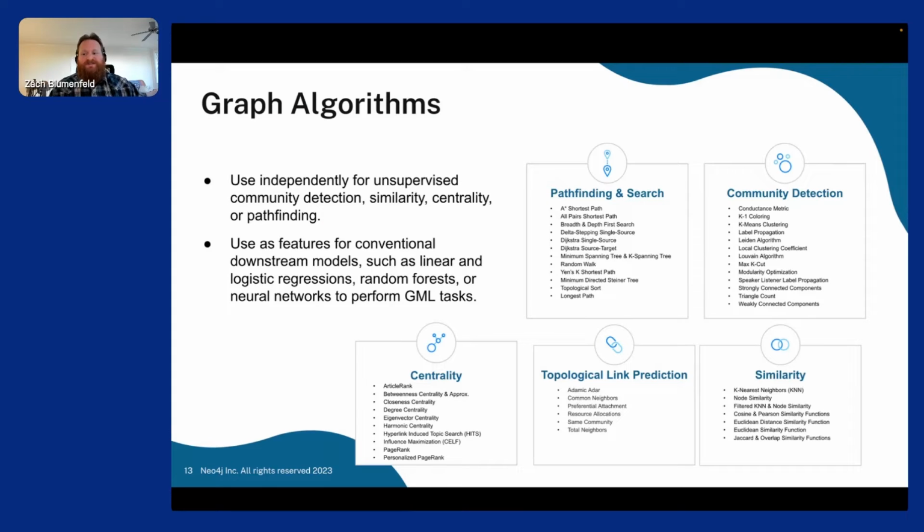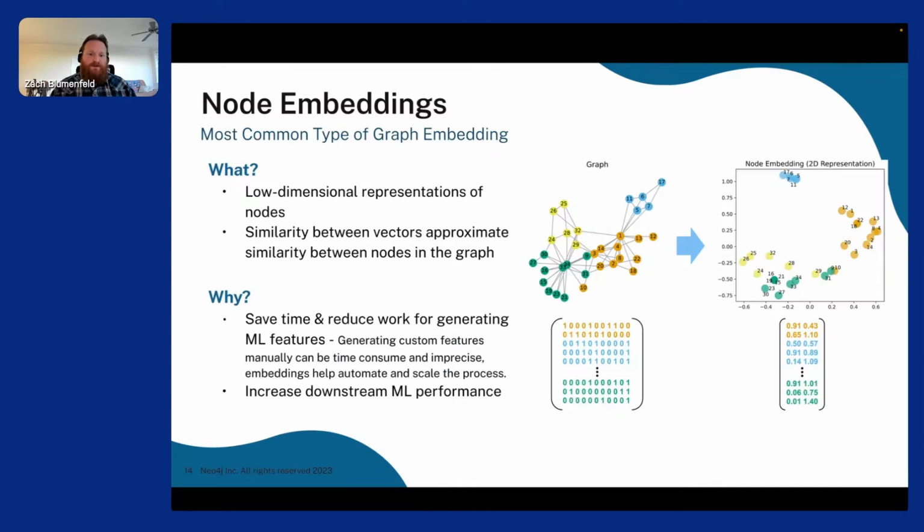So graph algorithms, like I said, are going to be your pathfinding, your community detection. They have names that are very similar to the tasks that we just went over, because some of them directly solve for those things. So you can use them independently for unsupervised graph machine learning, as well as creating features for downstream machine learning models. So things like risk scoring, creating new centrality metrics and things. These can be very useful for machine learning workflows.